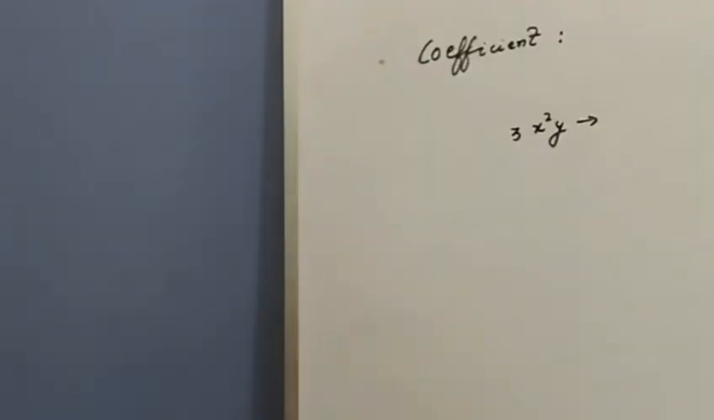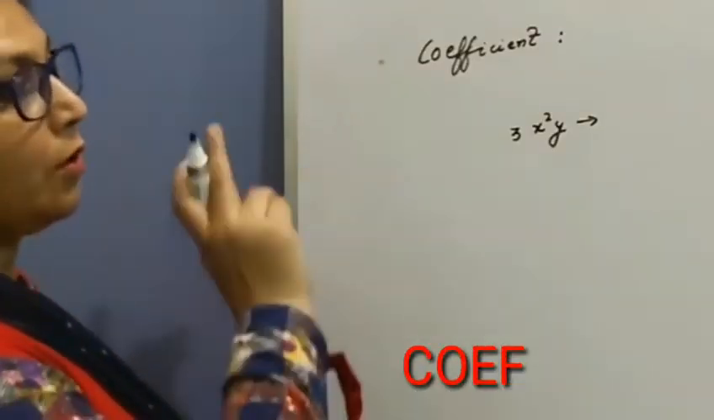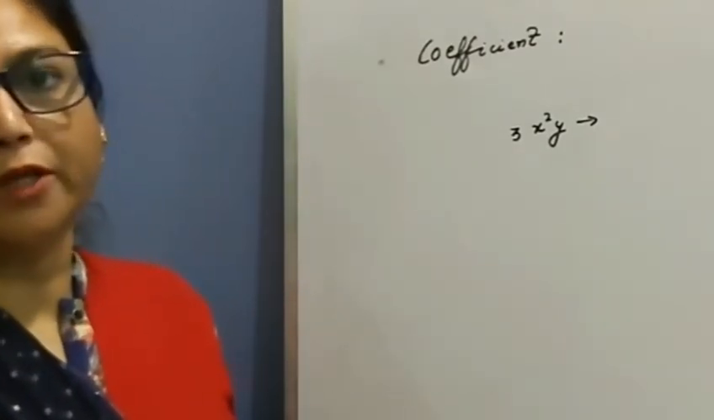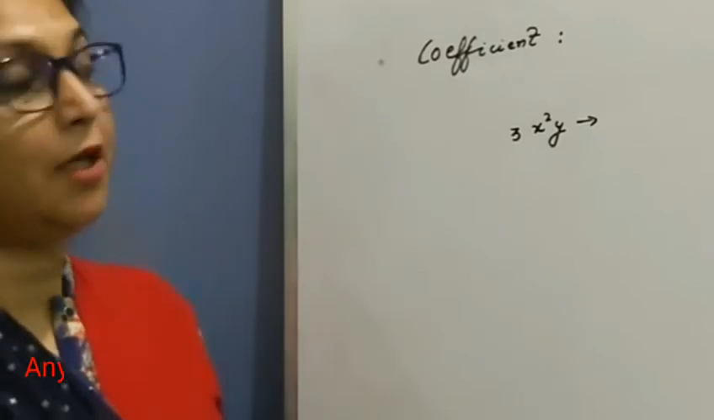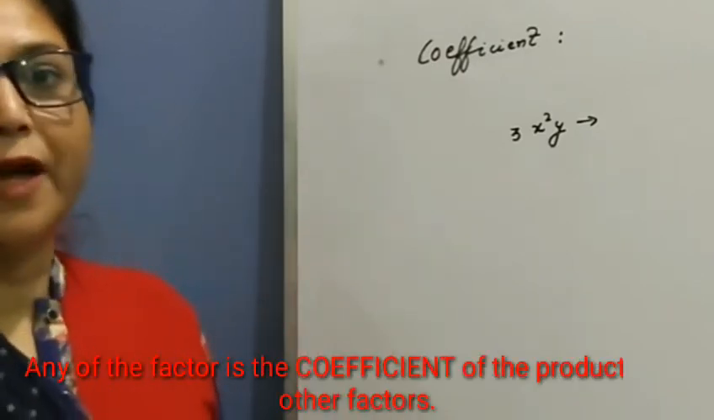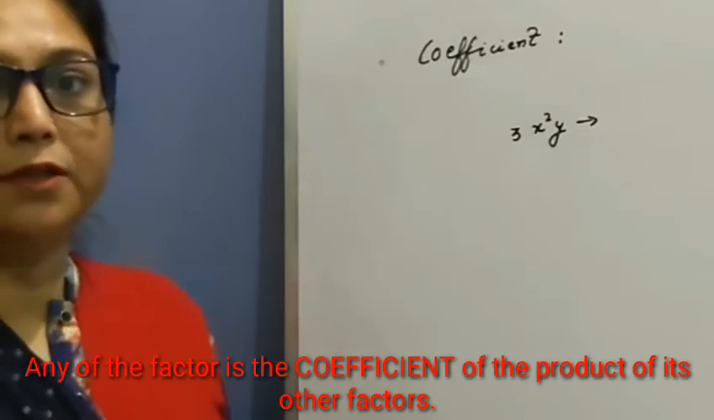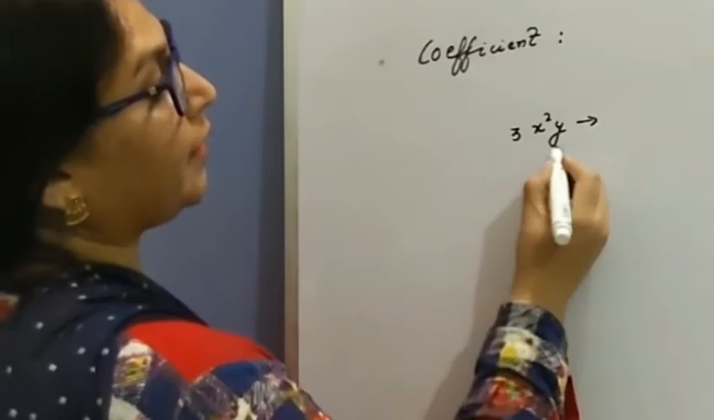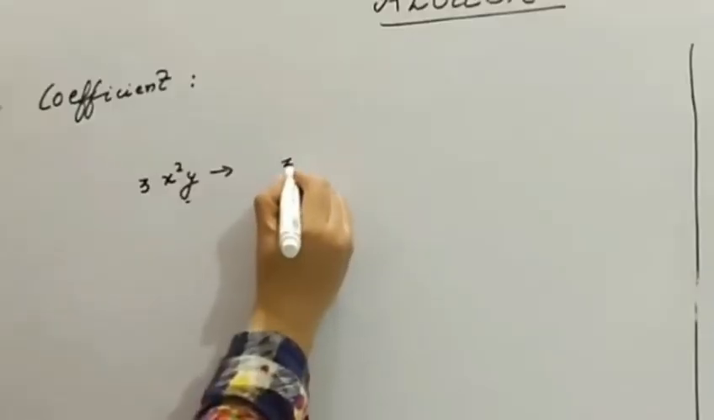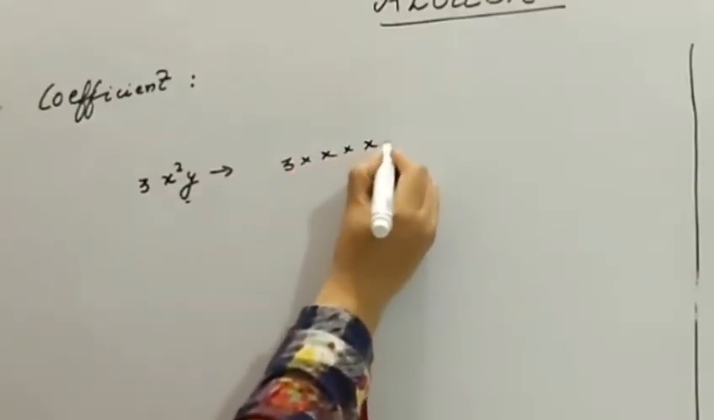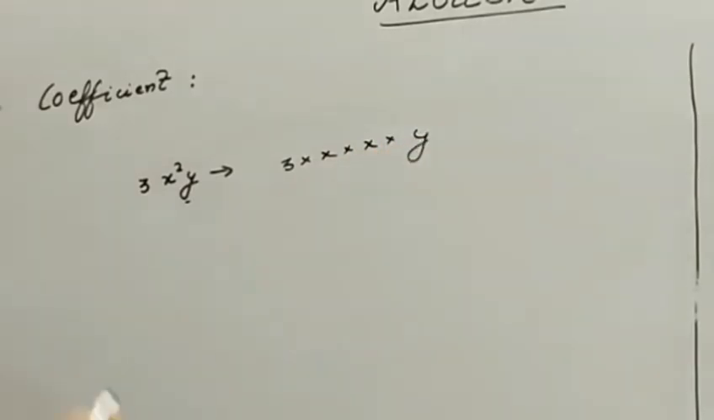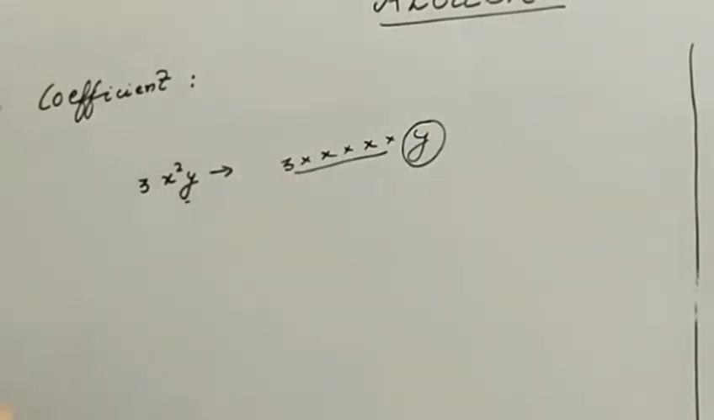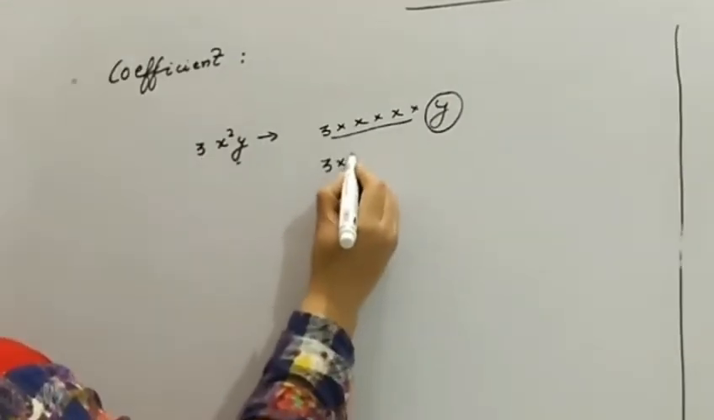given term. Students, next is coefficient. Coefficient means, when we talk about terms, a term is a product of constant and literals. So any of its factors is the coefficient of the product of other factors. For example, if I take this one and ask you what is the coefficient of y, first you write it as factor 3 into x into x into y. If you are asked to tell the coefficient of y, then other than y, the product of the other factors is the coefficient of y. It means 3x square.